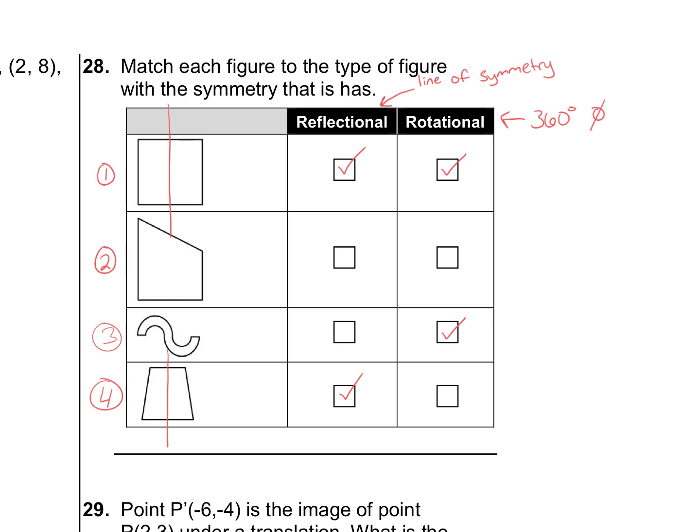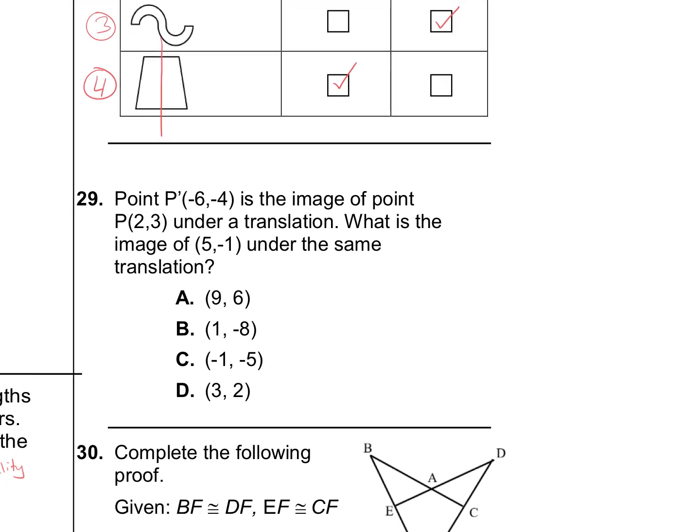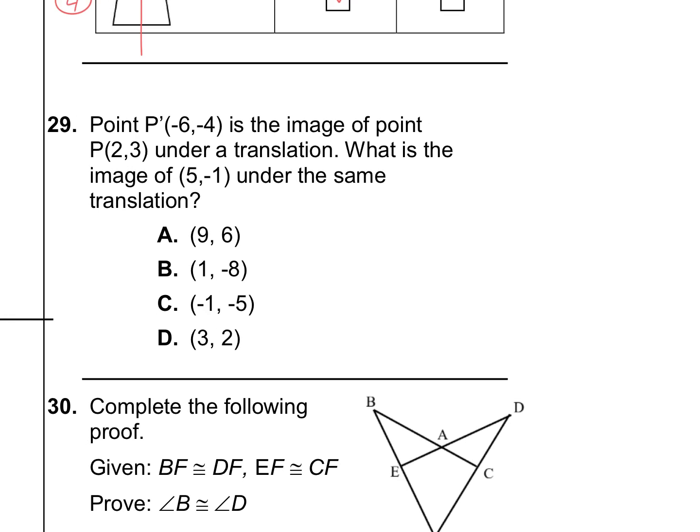Okay. Number 29. Again, we're talking about translations. What does it mean for a translation? Just slide it and moving left, right, up, and down. I told you none of these were right? I made sure they're right on the test. Point P prime. What is P prime? Is that the old or the new? That's the new one. So that means P is old.